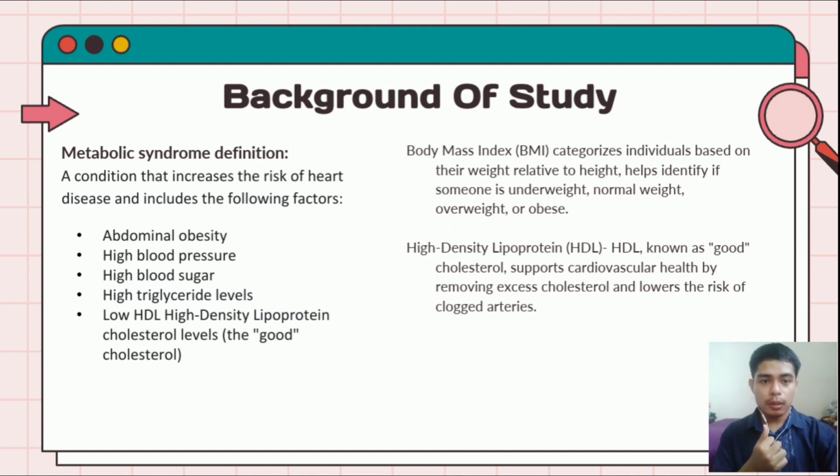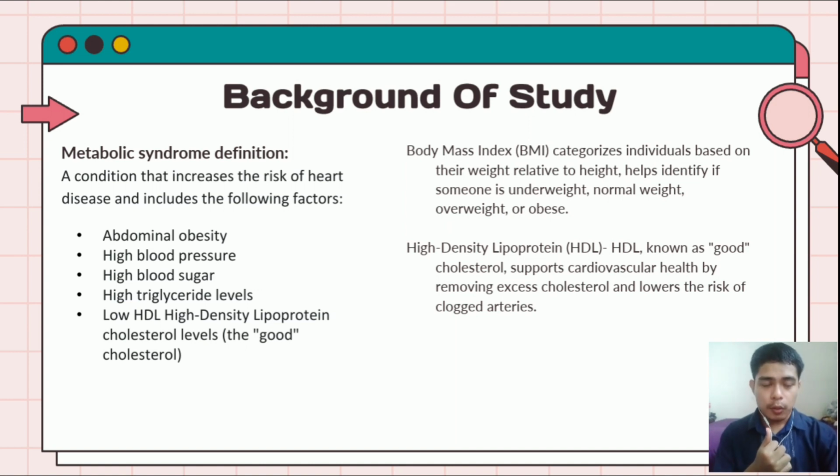So, what is metabolic syndrome? It is a condition that increases the risk of heart disease. Among its symptoms include abdominal obesity, high blood pressure, and high blood sugar level, and so on. But in this presentation, we will focus on low HDL. HDL here means high density lipoprotein.